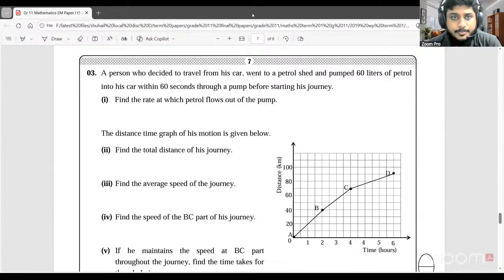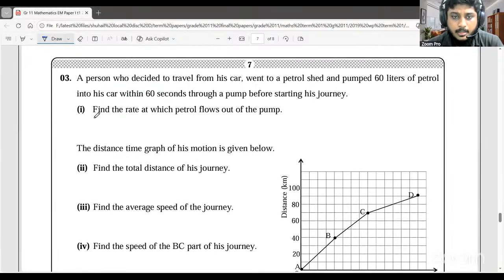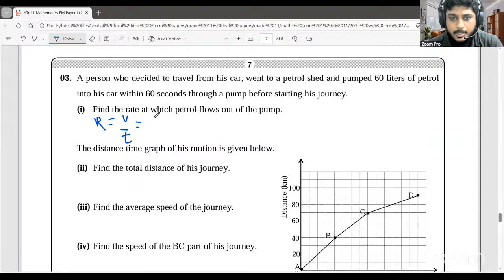All right. So first one, they have asked what is the rate petrol flows out of the pump. So you get rate is equal to volume divided by time. This is the formula for the rate. So what is the volume? 60 liters. So for the volume put the 60 liters. For the time you put 60 seconds. 60 divided by 60 means you get 1. So the answer will be 1 liter per second.